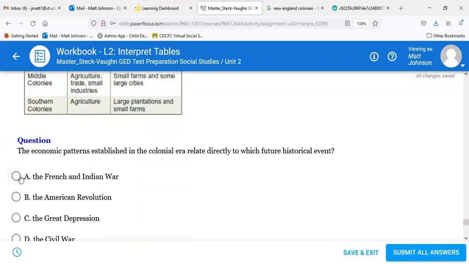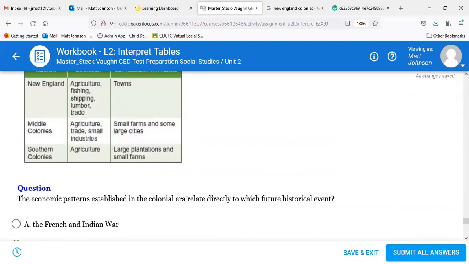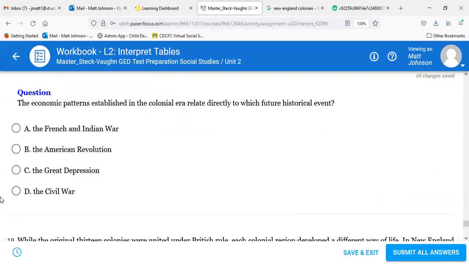18. The economic patterns established in the colonial era relate directly to which future historical event? French and Indian War, the American Revolution, the Great Depression, or the Civil War? So looking at the economic patterns here, but also some of the other information that we've discussed as far as migration and types of population, what kind of pattern are we maybe seeing? The Civil War, yeah, D is in dog, right?